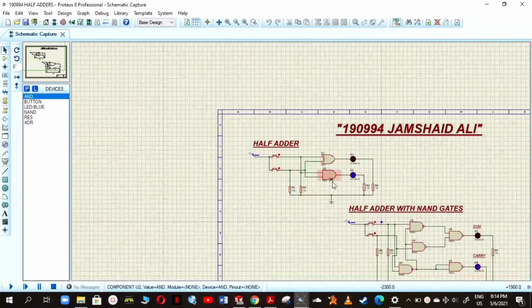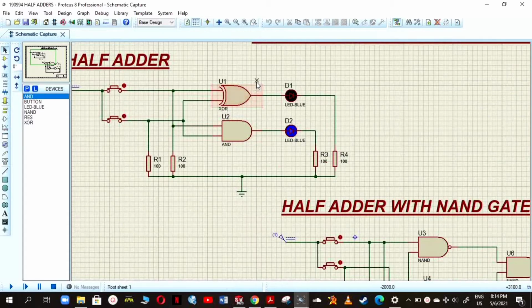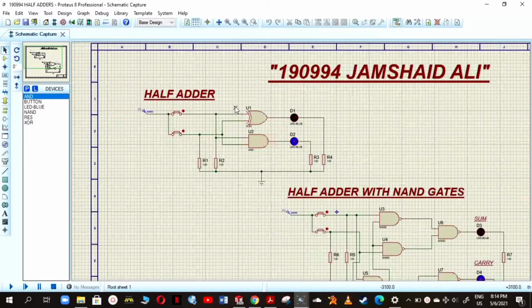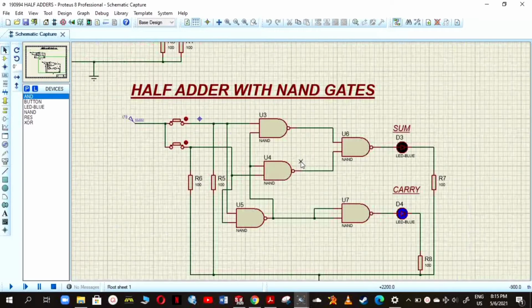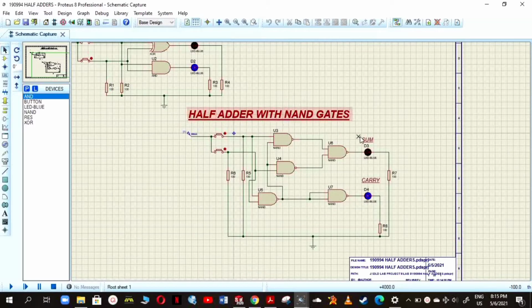Now you can see here, I attached one XOR gate and then an AND gate. The first input is going to the first input directly, and the second input is connected to the second input of the AND gate, and the first input of the AND gate is connected to the first button. Here I have two resistors for our button, because I am not using logic states or logic probes. Here I connected two LEDs, and with the help of resistors I grounded them.